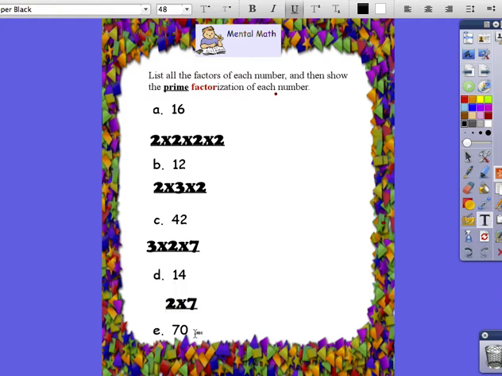Looking at 70, it would be 7 times 5 times 2. 5 times 2 is 10. 10 times 7 is 70.